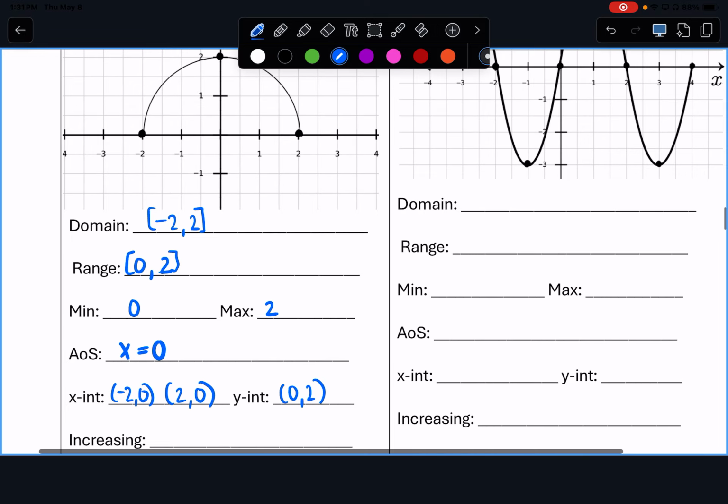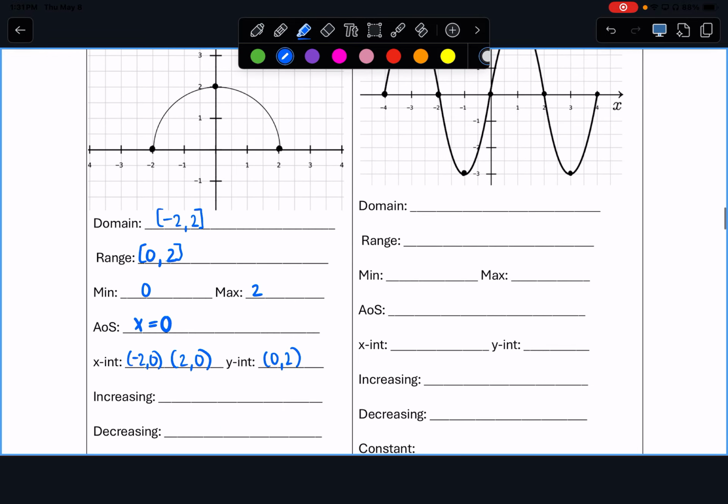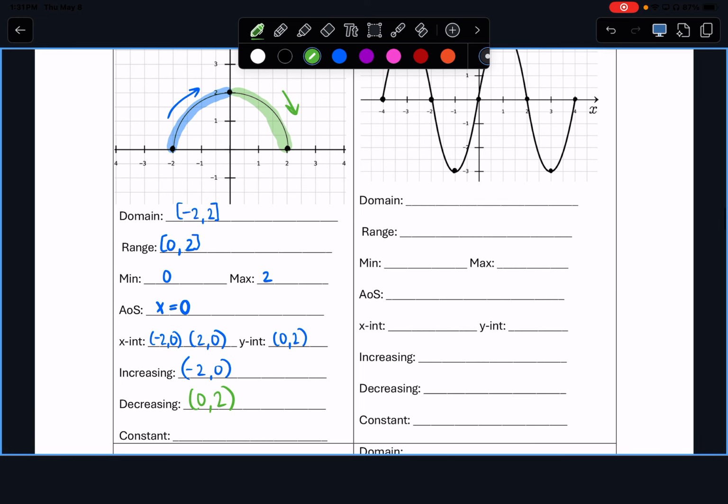All right, now, if I look at the first part of this graph, what is that doing? Increasing. So what's that interval for increasing? -2 to 0. Then it switches to what? Decreasing. What's the interval for decreasing? 0 to positive 2. Is it ever constant? No. So we put, no.